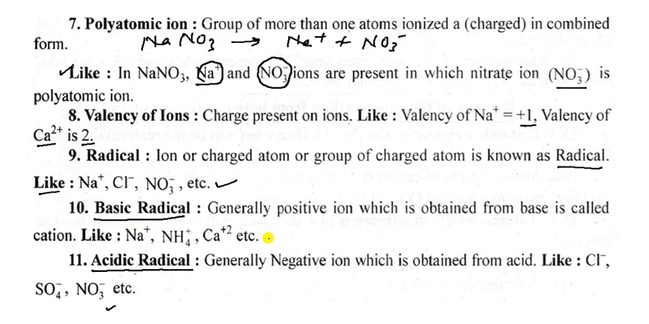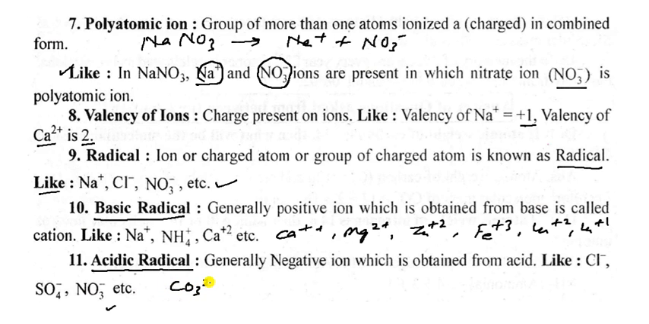So you can say calcium plus 2, magnesium plus 2, and other metals, zinc plus 2, and so on. So many metals are there: Fe plus 3, copper plus 2, copper plus 1. So many are the basic radicals. And acid radicals are generally negative ions, that is sulfate, carbonate CO3 minus 2, and the sulfide S minus 2, and so on. So let us see the next one.